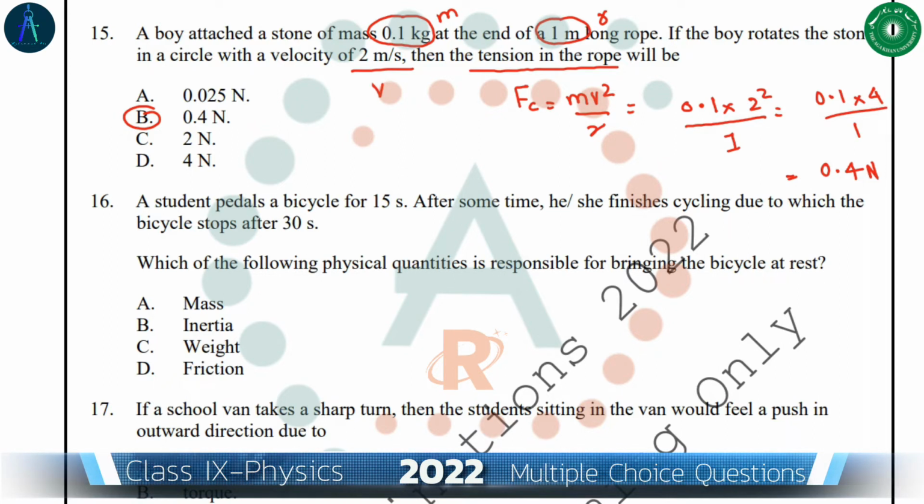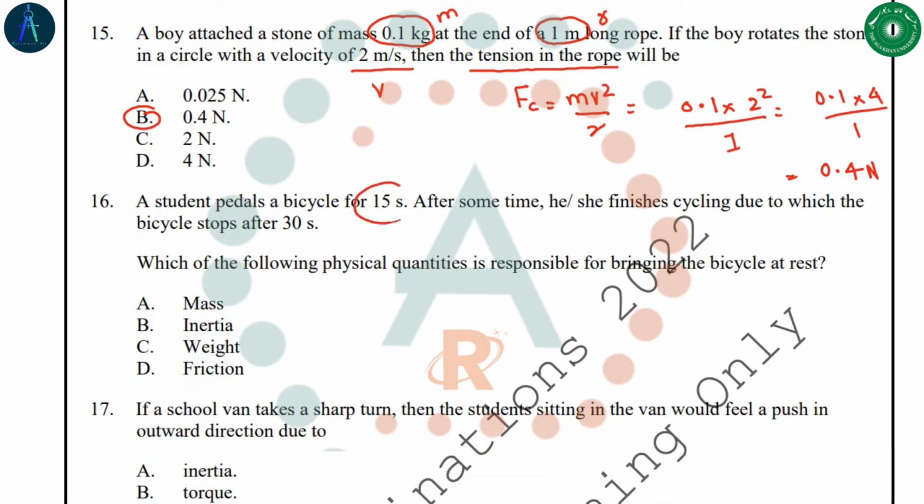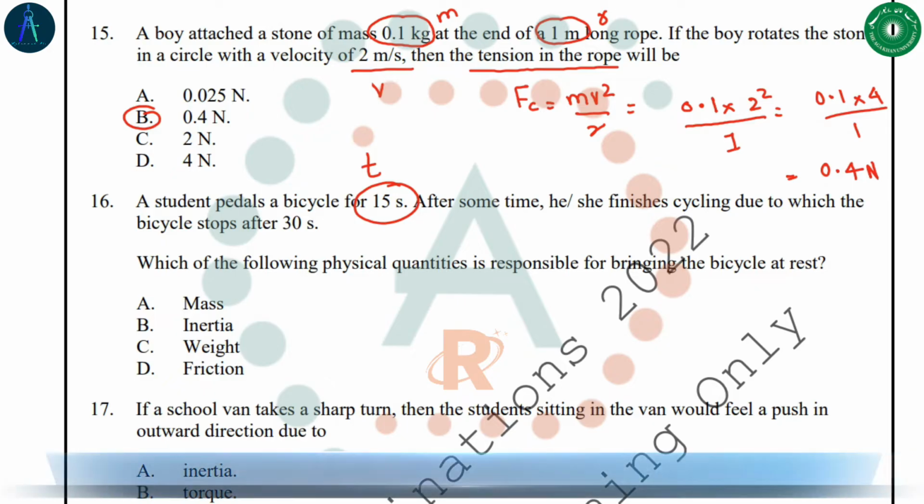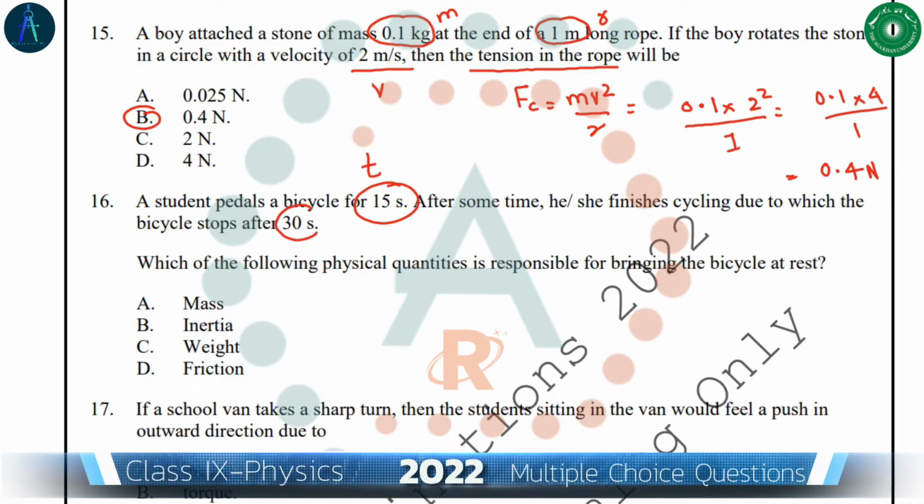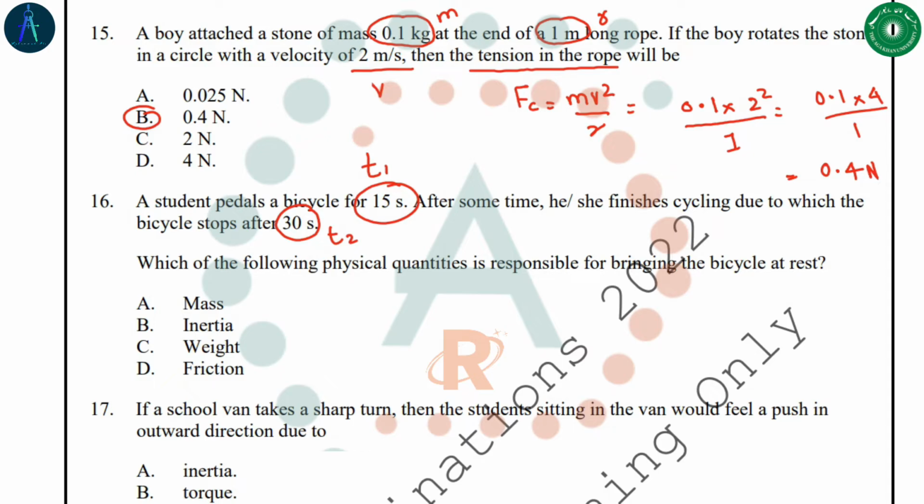Now see question number 16. A student pedals a bicycle for 15 seconds, so the time is 15. After some time, she finishes cycling, due to which the bicycle stops after 30 seconds. So we have got another time: this is T1 and this is T2. Which of the following physical quantities is responsible for bringing the bicycle to rest?